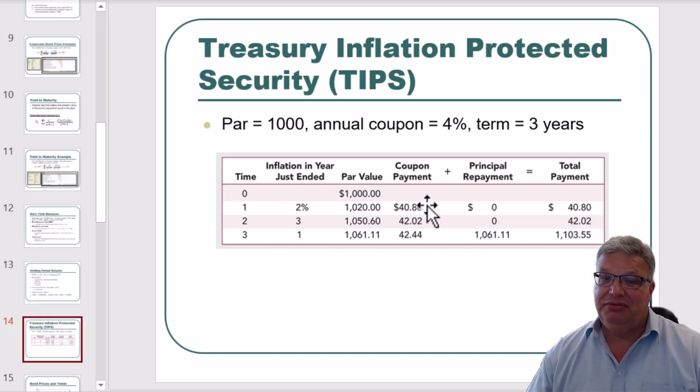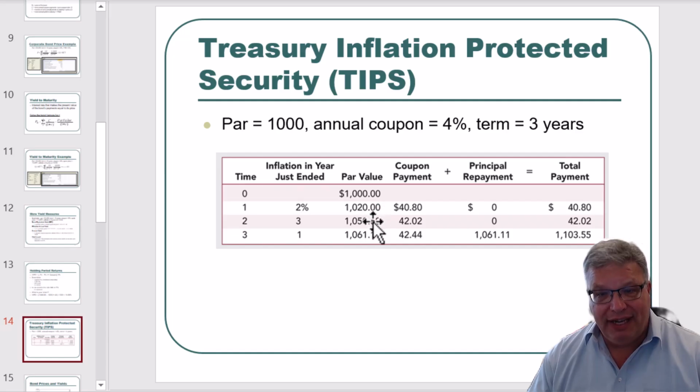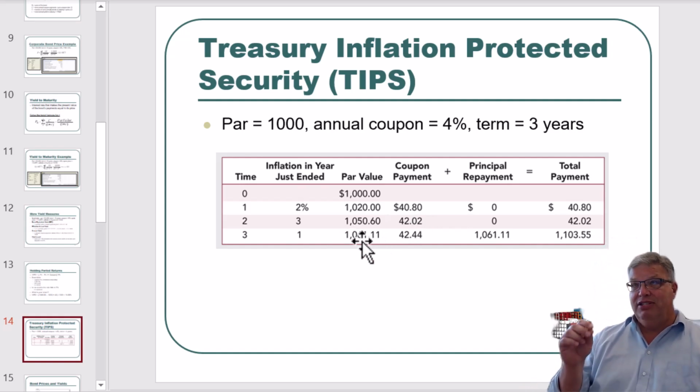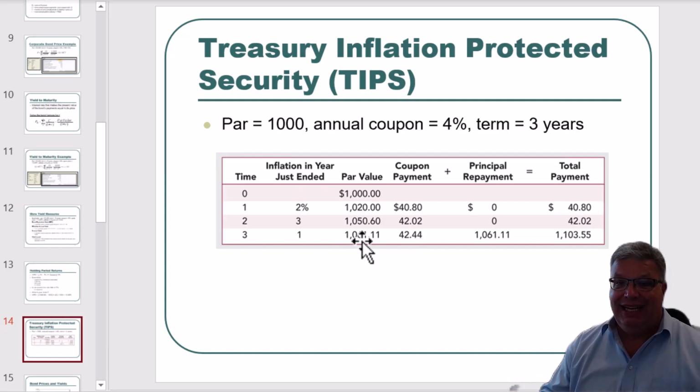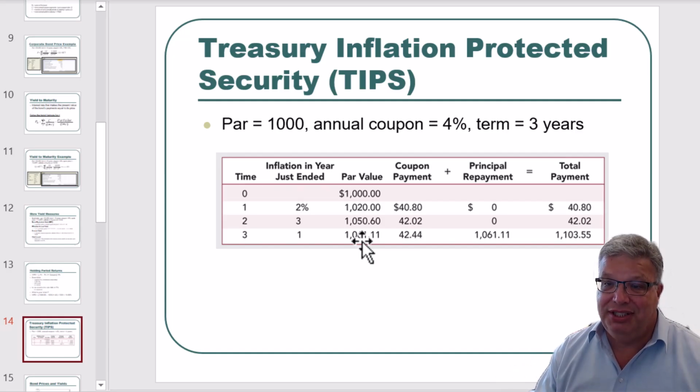If inflation was 0 after that first time period, the coupon payment would have been 40, but it's adjusted. And we see the next period, par value goes up again. The coupon payment is recalculated based on the adjusted par value. Same coupon rate, that never changes. And the key here at the very end, when the principal gets repaid, it's based on this inflation adjusted number.